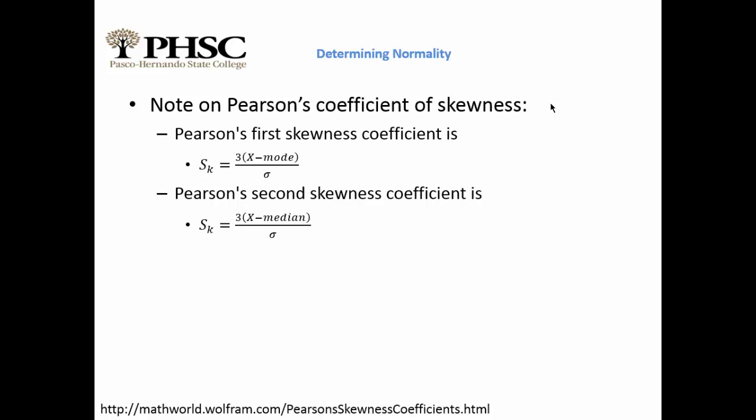So some notes on the Pearson coefficient of skewness. There are actually 2 of them. Pearson's first skewness coefficient is 3 times (x̄ minus the mode), and the other one is 3 times (x̄ minus the median).